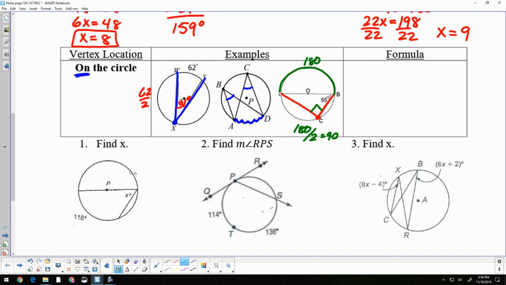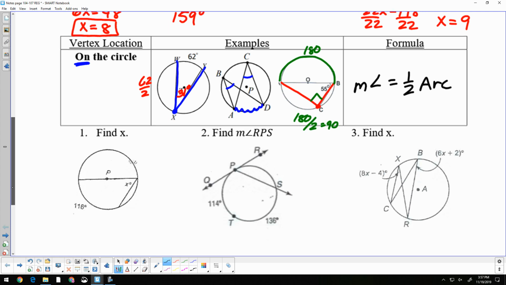So the overall formula for when you have something on the circle is that the angle is equal to half of the arc. And it's the arc that's on the inside of this angle. So it's not this arc over here, it's not AC, it's the one that's between the angle itself.